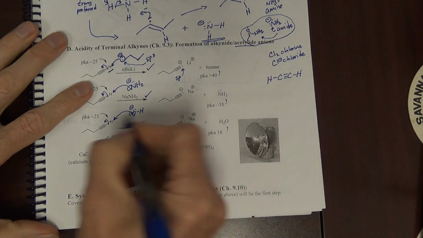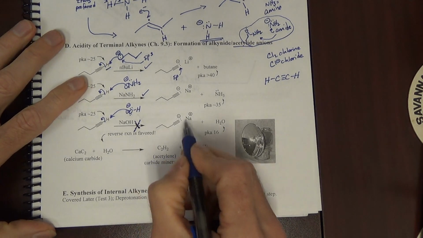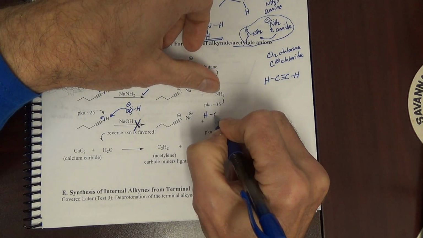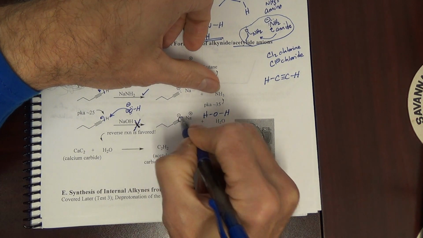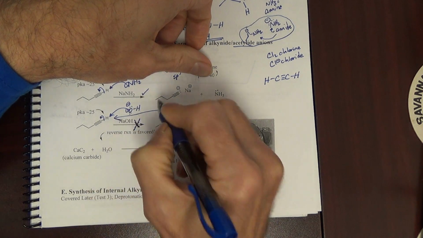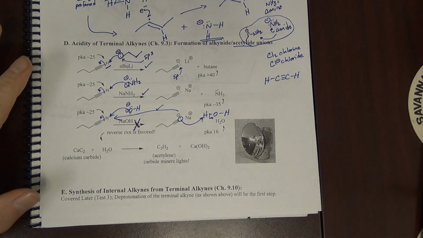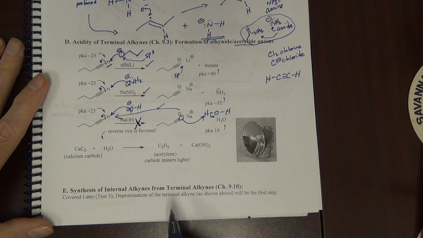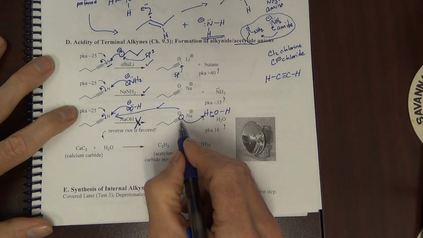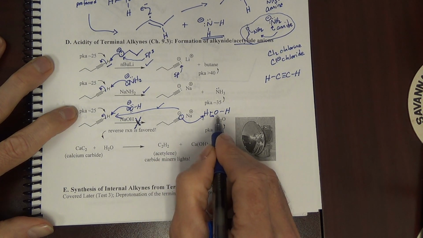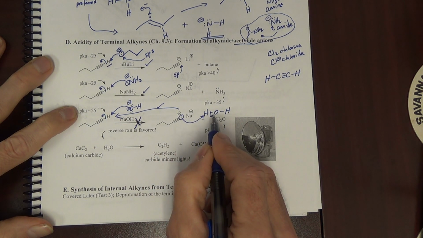And actually the reverse is favored. That is, if you have an acetylide anion and you treat it with water, it's going to go the other way, and these electrons will take the H and go back the other way. All right. What we take from that is the acetylide anion is not stable in water. You cannot put it in water and expect it to survive.